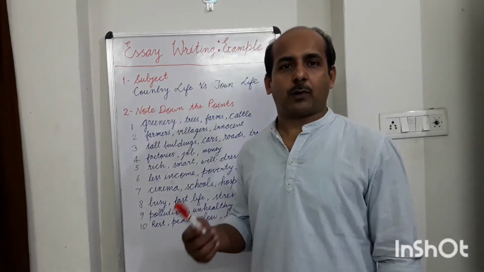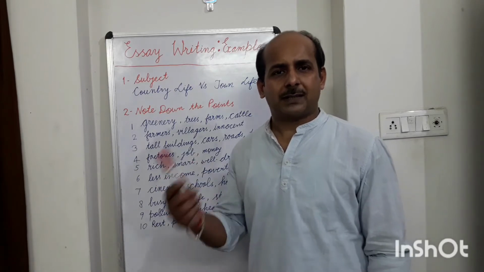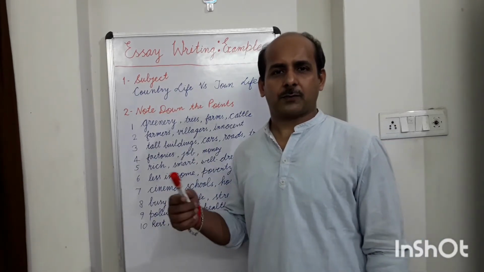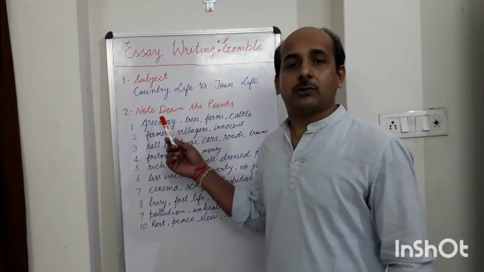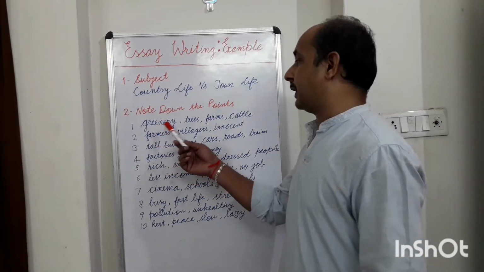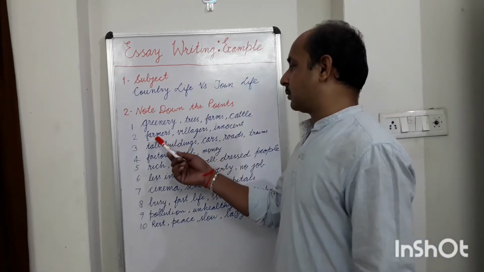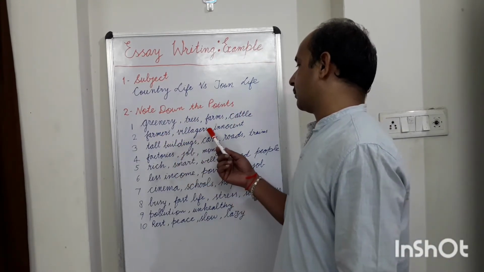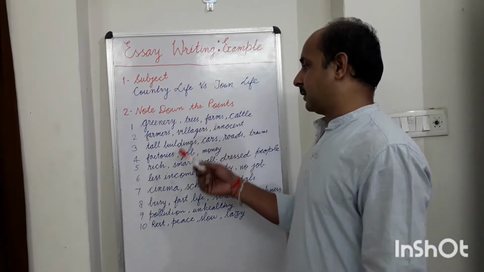Please note down the points in the forms of words and phrases. Don't use the sentences because they require a lot of space. When we think about country life, we'll think about greenery, trees, farms, cattle. We also think about the farmers and villagers who are living there, who are innocent. We'll note them as points.